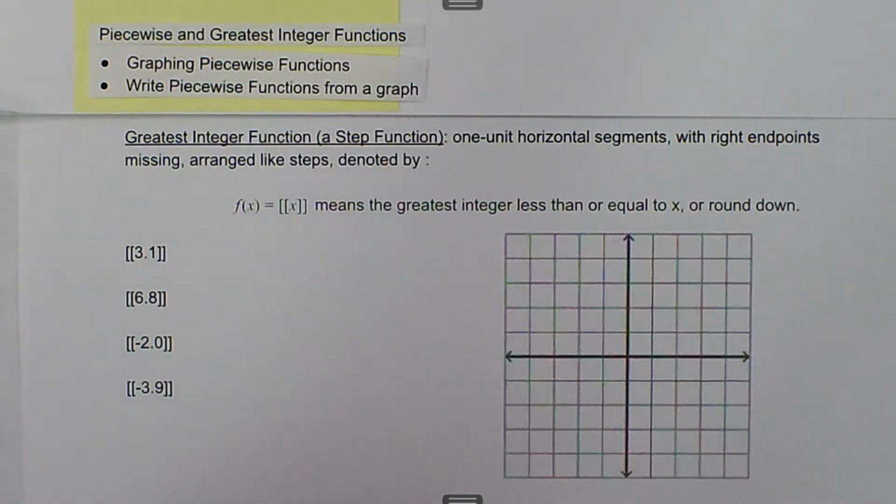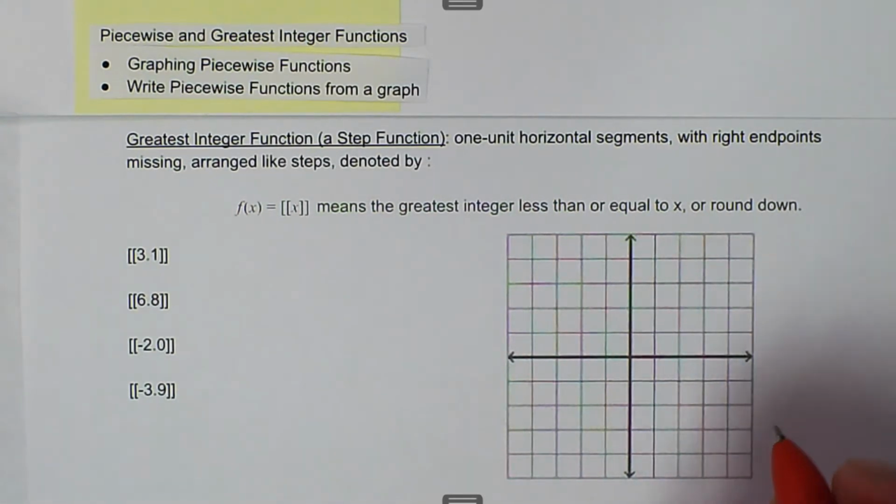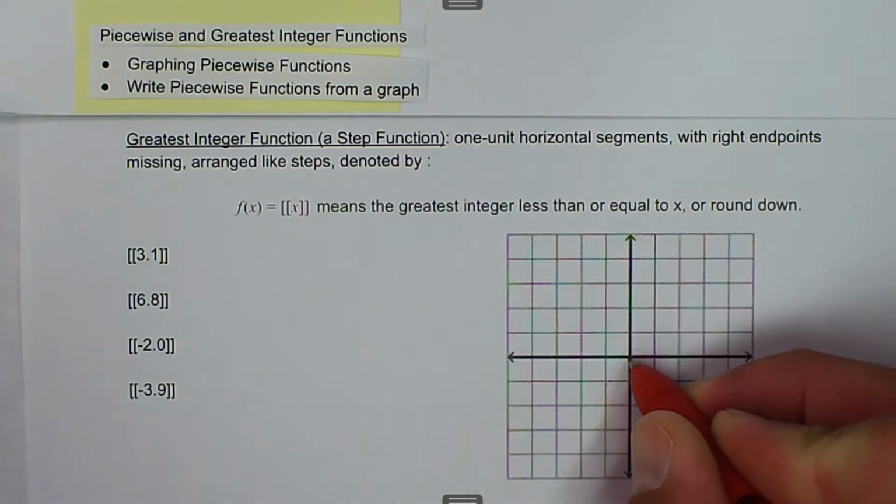We're talking about piecewise and greatest integer functions, and we want to graph piecewise functions and write piecewise functions from a graph. So here we're working on the greatest integer function, which is a step function. And so when we graph this, we basically want to graph round down. So we're always going to be rounding down.